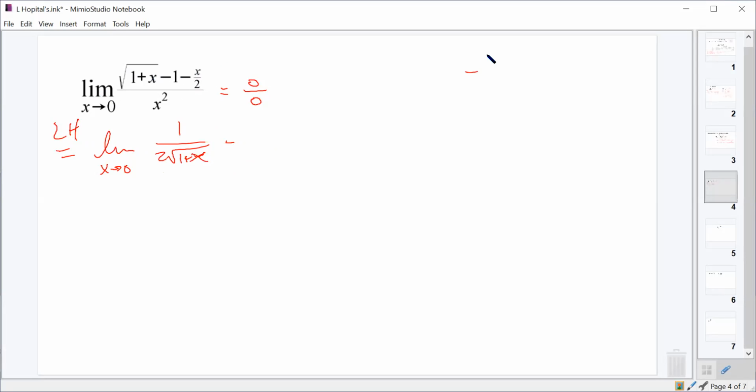Minus x over 2, that's the same as minus a half x, right? What's the derivative of minus 1 half x? Negative 1/2. Negative 1/2, all over 2x. Now we plug in our 0, and we've got a half minus a half over 0. We got 0 over 0. So we'll have to use L'Hopital's rule again.